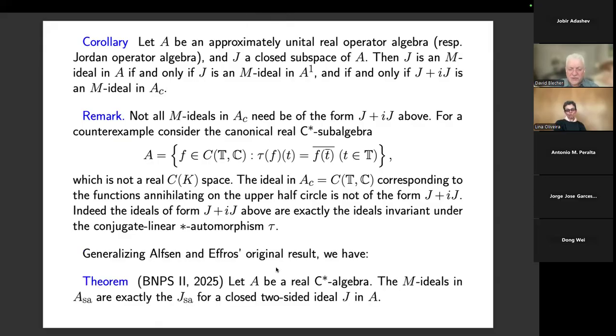And then generalizing Effros and Elson's original result. Like I said, Effros and Elson in the original paper didn't have the case of M ideals in general C-star algebras, but rather the M ideals in JC algebras. And this would be the real case of that: the M ideals in a JC algebra, in the self-adjoint part of a real C-star algebra, are exactly the self-adjoint parts of two-sided ideals in A.